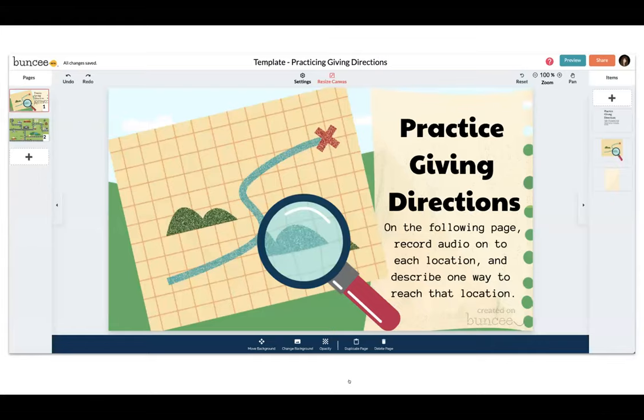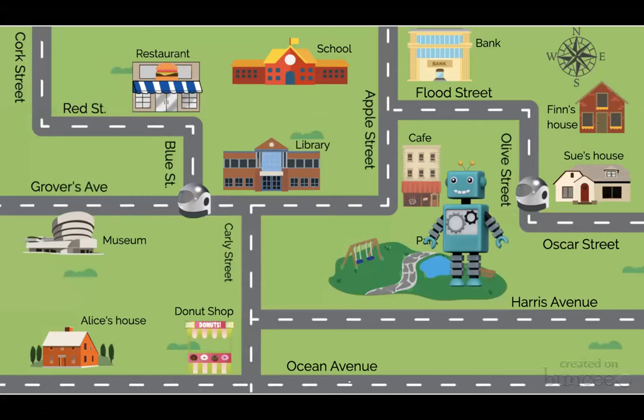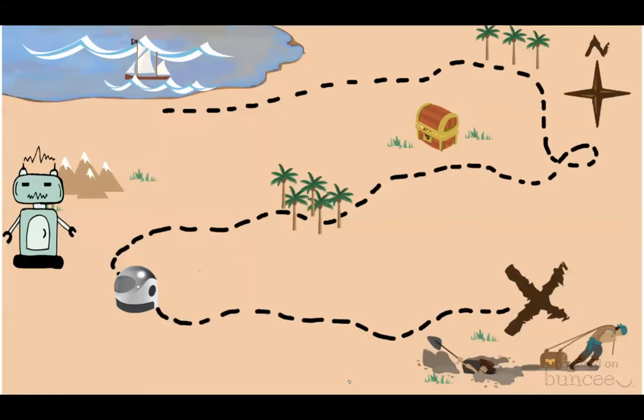When I went to Buncee and looked around at what maps they had, I was looking for a treasure map, and I found this little template that was really great for practicing giving directions. It's perfect because I can add my own stickers. There's an Ozobot sticker in Buncee, and I added another robot. Kids could go in and add their own things, not even robots, maybe things that they find in their neighborhood or in their room or in their classroom, and any robotics that they would like to. And they also had a treasure map that was perfect.